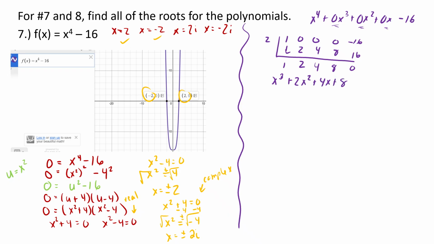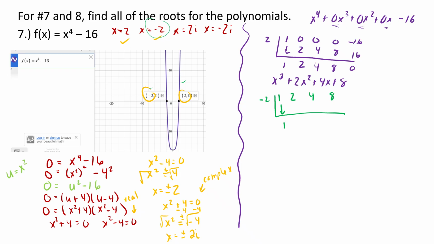So this process is called reducing your polynomial. We go from a quartic down to a cubic, but I don't really have any other tools to use until I get down to a quadratic. Okay, so what we're going to do is repeat that process with the smaller polynomial, but we've got to use the other root that we had. So if I used the 2, now I've got to use the negative 2.